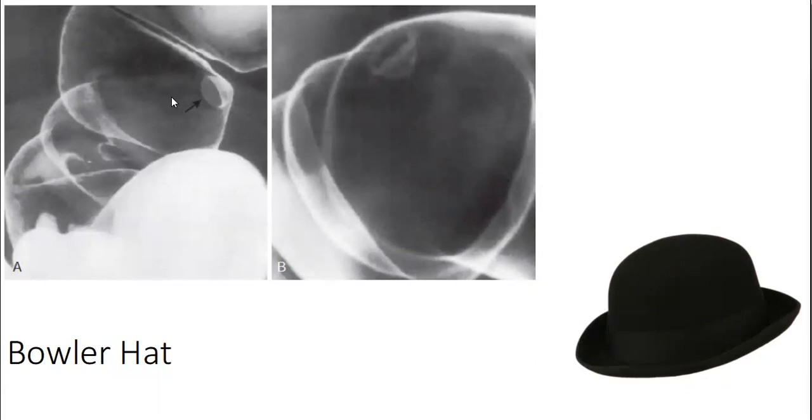The polyp usually will be like this, projecting into the lumen from the mucosa, right? That will be a polyp. So the dome of the hat will be towards the lumen. And if the dome is towards the exterior, it is a diverticulum, as simple as that, right? So some great person has labeled it as a bowler's hat sign to differentiate a diverticulum from a polyp.